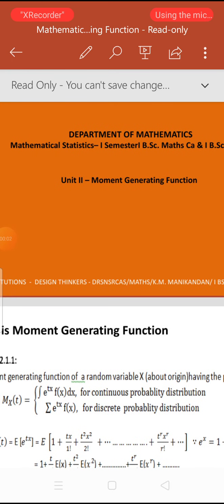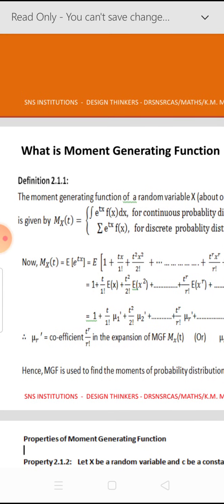Good morning, students. Today we are going to discuss the topic moment generating function. It is an important concept in Unit 2, mathematical statistics. First, we see the definition of a moment generating function.